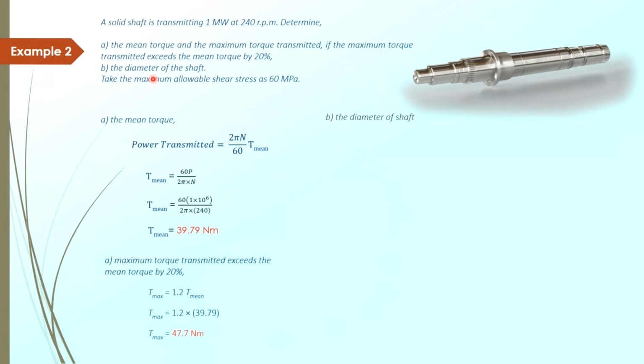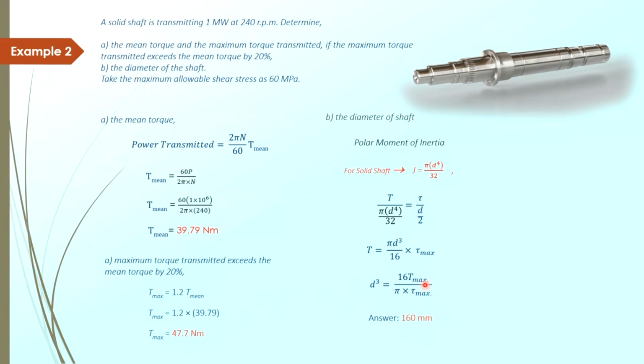Then after that, we go for the shaft diameter. So remember the polar moment of inertia, the same steps which we have done previously. So d cubed is 16 T max over pi times tau max. We are going to use T max here. So the answer for this should be 160 millimeter.